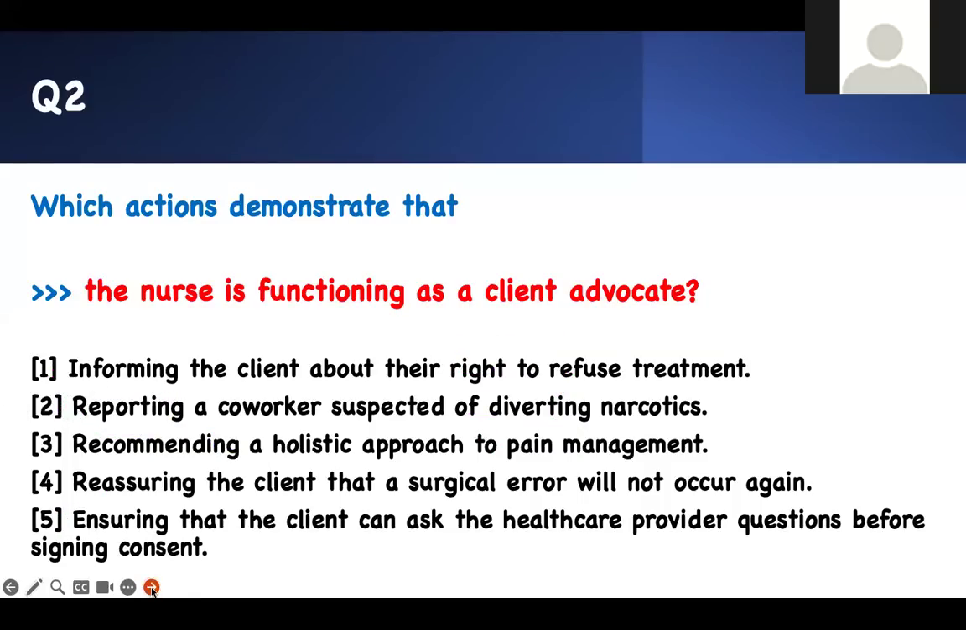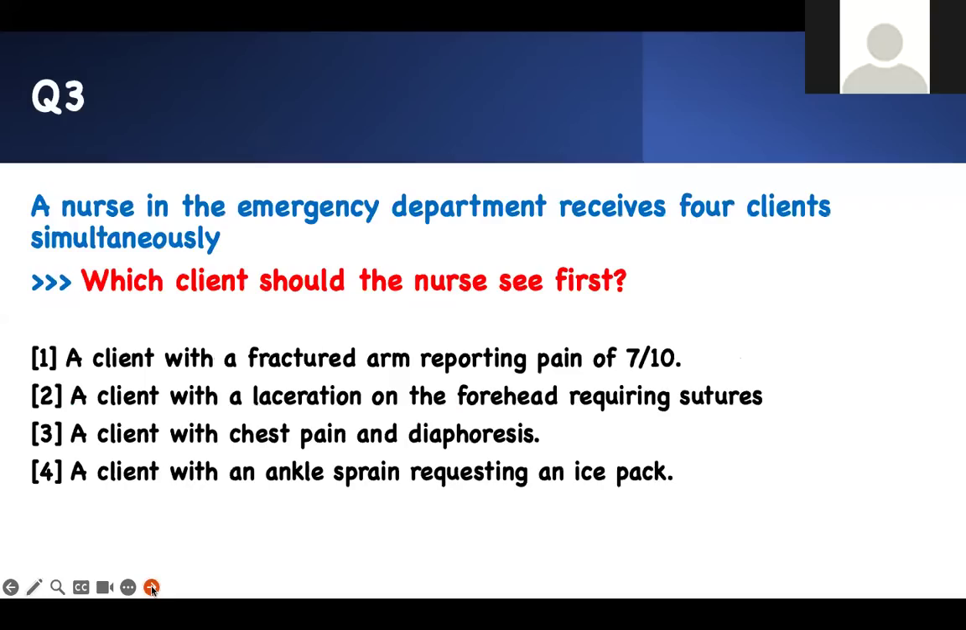So that's the second one. So 3 and 4 are not. Which client should the nurse see first? Prioritization is a management of care. You know, I've done a bunch of prioritization.